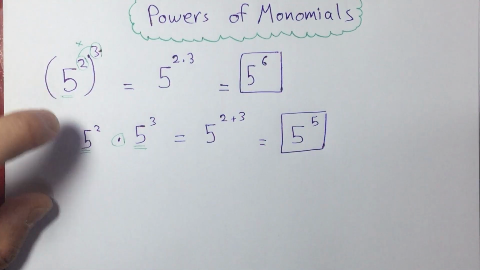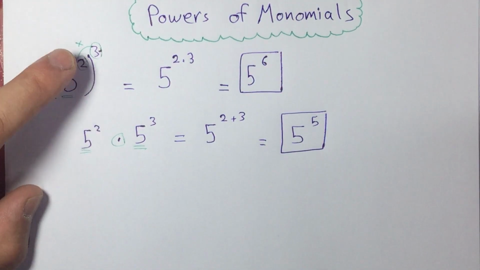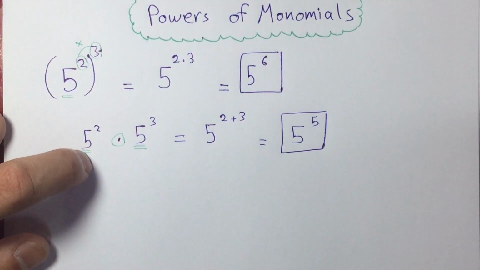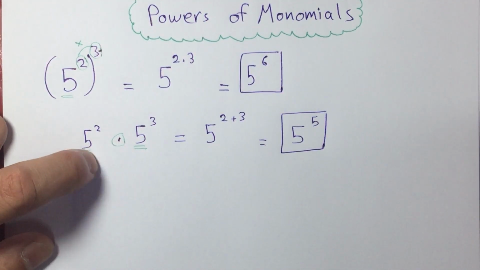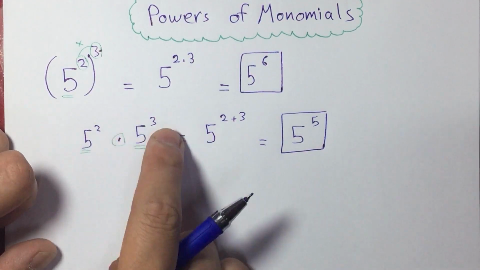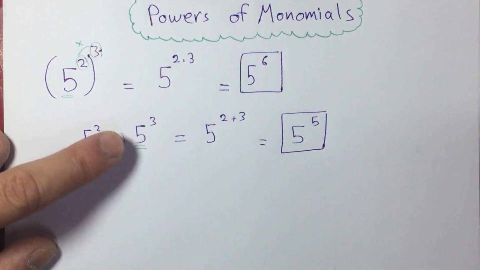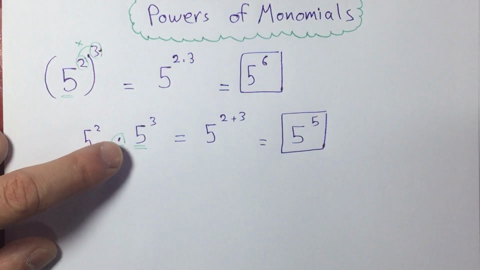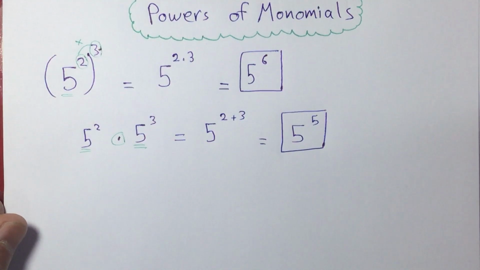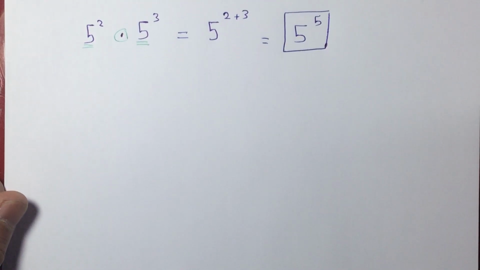Okay, see the difference? Here we have a power of a power. Here we have a multiplication between two numbers with the same base. So we write the same base and just add the exponents because we have multiplication. If we have a division, we just subtract them. Okay, let's take examples from the book.